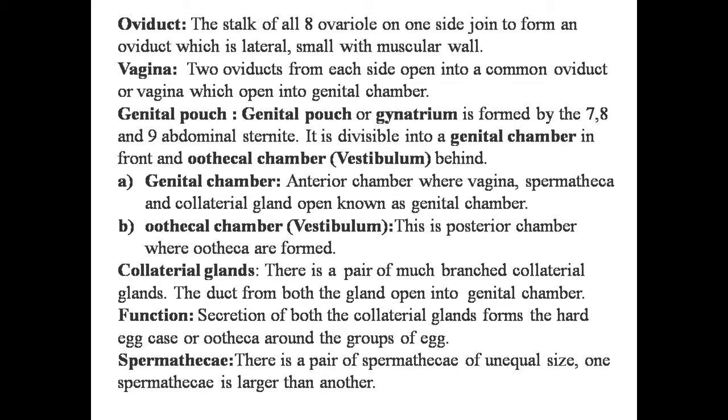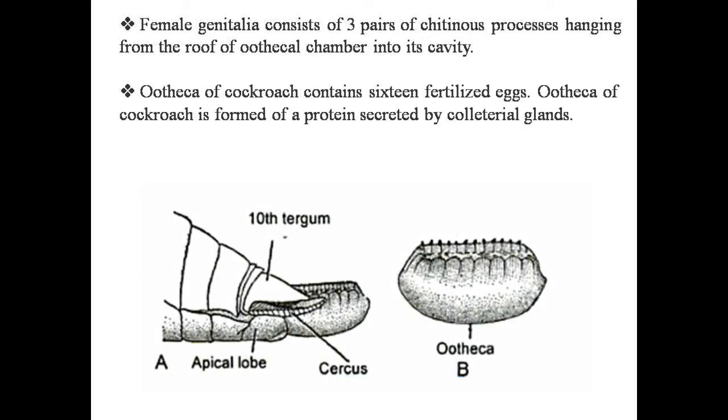Then there is the genital pouch in the 7th, 8th and 9th abdominal sternite. The anterior chamber is called the genital chamber, and the posterior one is called the oothecal chamber. Along with that, a pair of collateral glands is present. The ducts from the glands open into the genital chamber. The secretion of the collateral gland forms a hard egg case or ootheca around the egg. There is a pair of spermathecae of unequal size, and one is larger than the other.